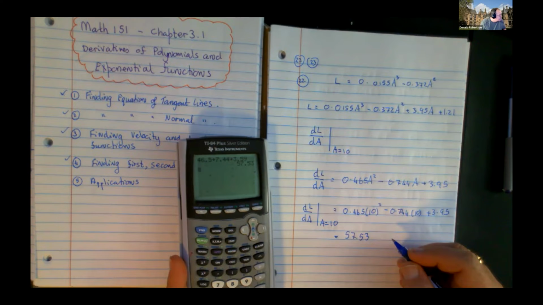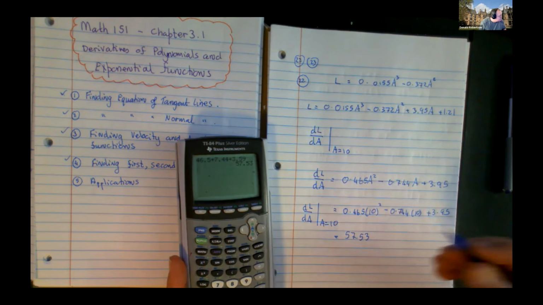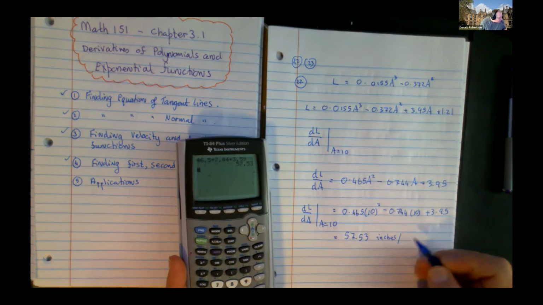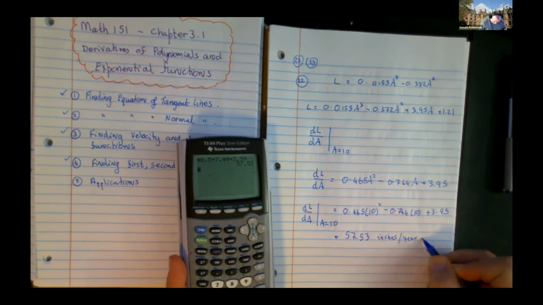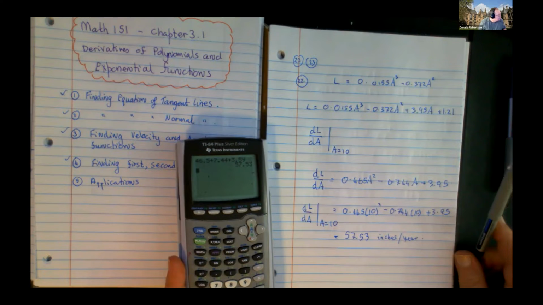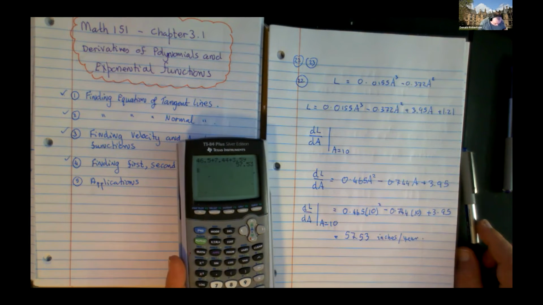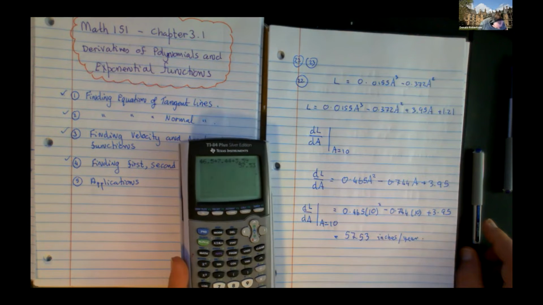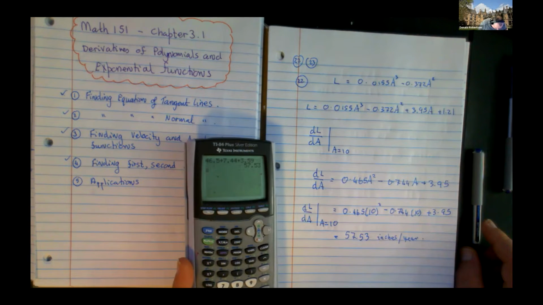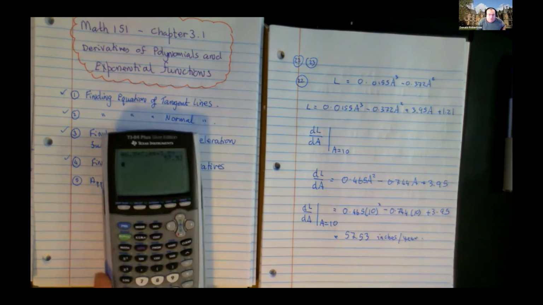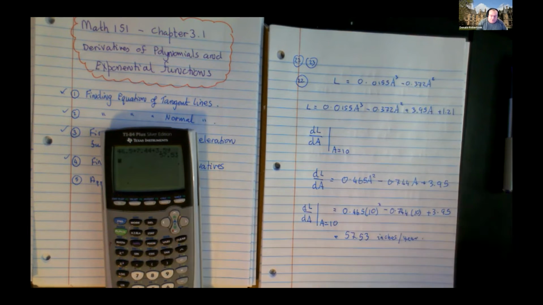And what were the units? Inches per year. Wow. Something doesn't look right. I think someone was raising their hand and then they turned it off. I'll check the chat. That number is too big.